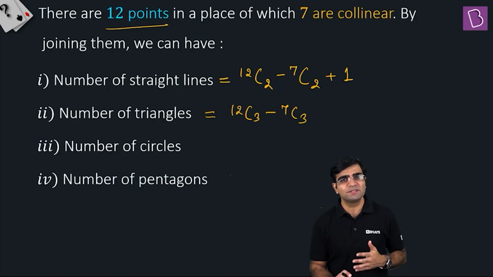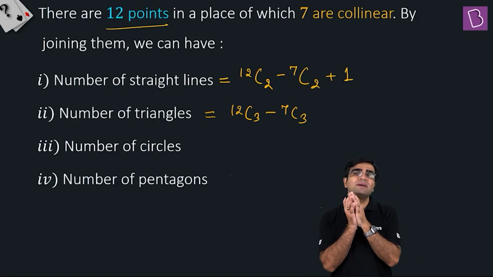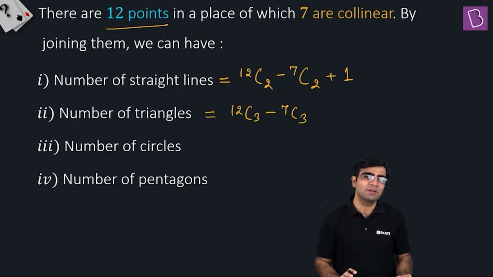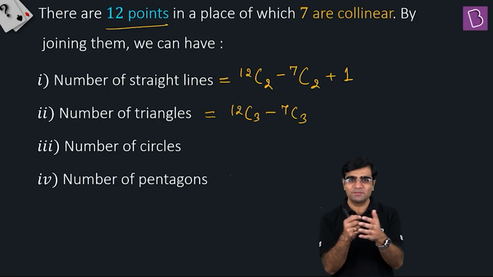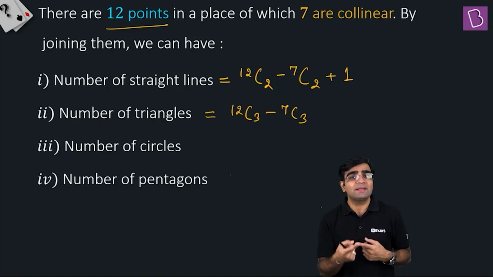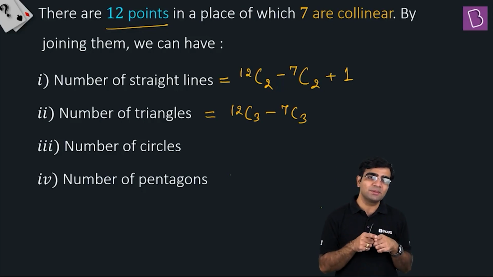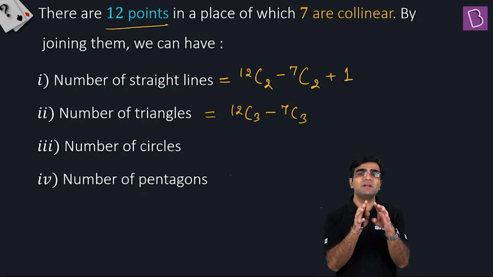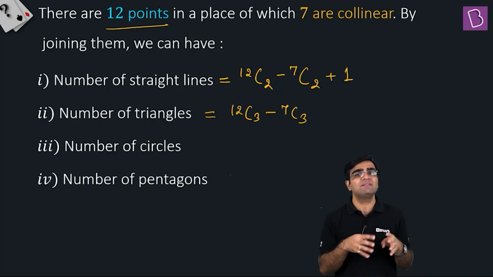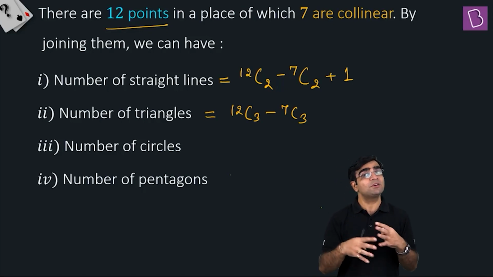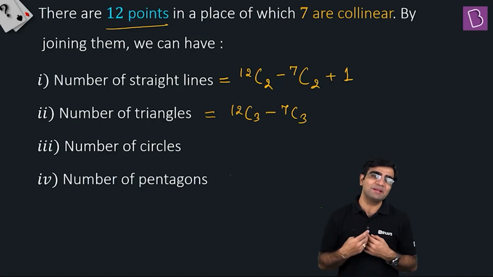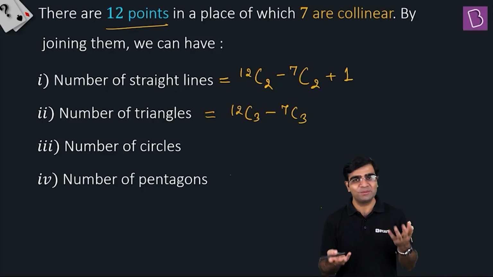They're asking me the number of circles. See, in order to have a circle, you need 3 non-collinear points, right? Or in other words, every such triangle will generate a circumcircle. So the moment I have a triangle, I can have a circumcircle of it. So as many triangles, that many circles. Perfect. You guessed it right.